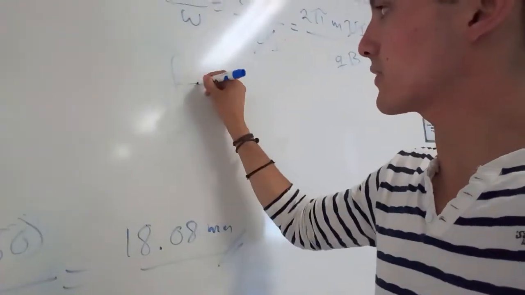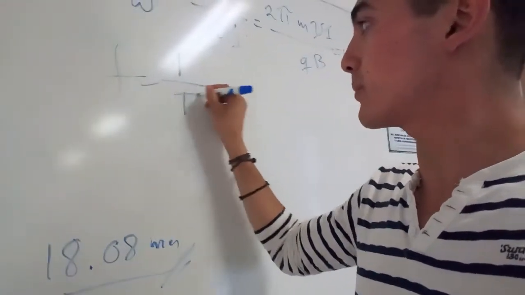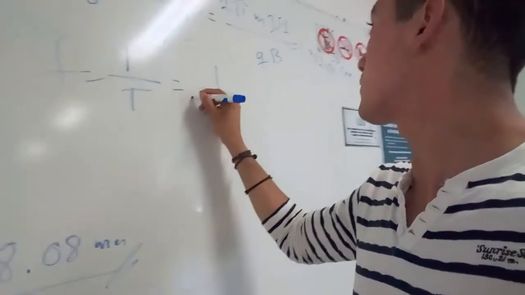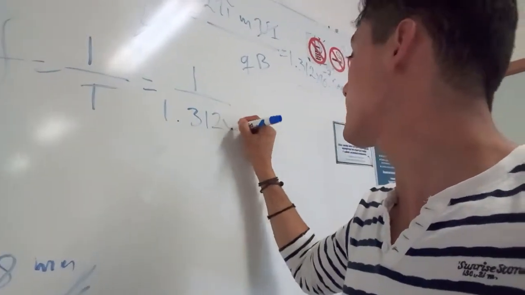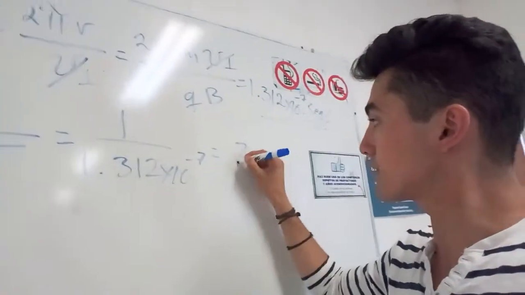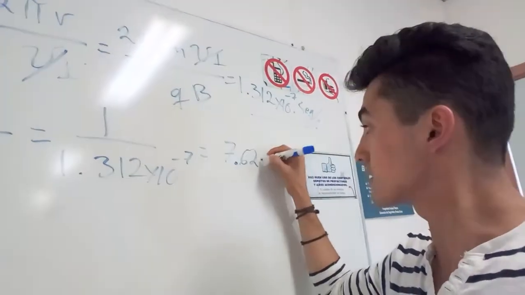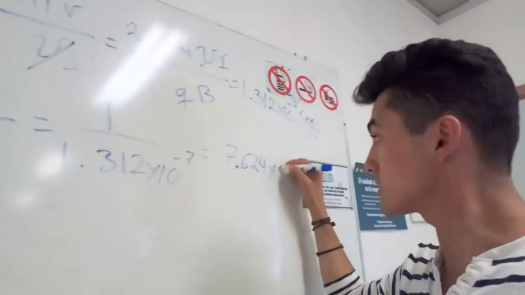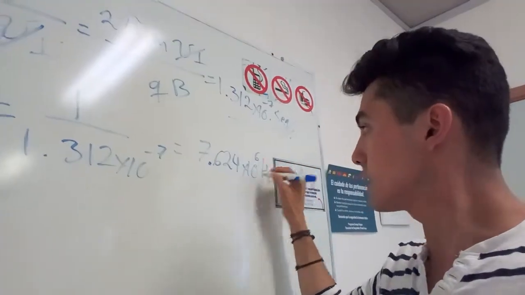And the frequency is 1 over the period. So it's only 1 over 1.312 times 10 to the minus 7. Then this is equal to 7.64 times 10 to the 6 hertz. Okay?